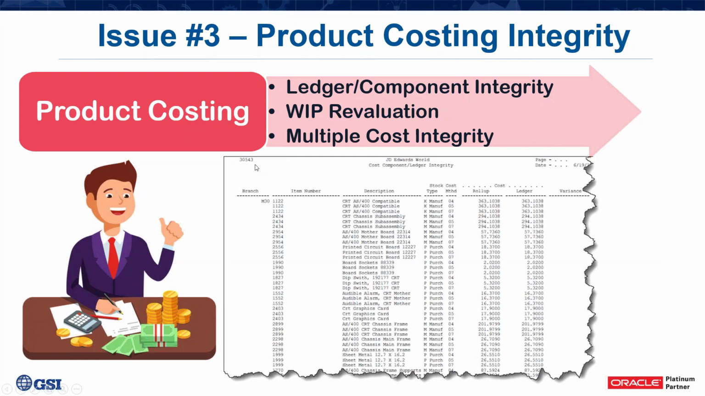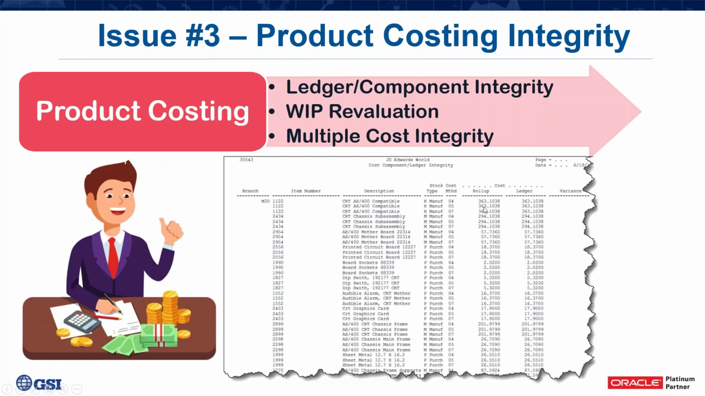It's report number 30543. And what this is doing is it's taking all of the items that we've done our cost roll on, and it's comparing what that rolled up value is to what is actually in the item or the cost ledger. Okay, so we have two different tables that are going under the microscope here. One is the cost component table, the F30026, and the other is the cost ledger, which is the F4105. The inventory transaction uses the cost from the cost ledger.